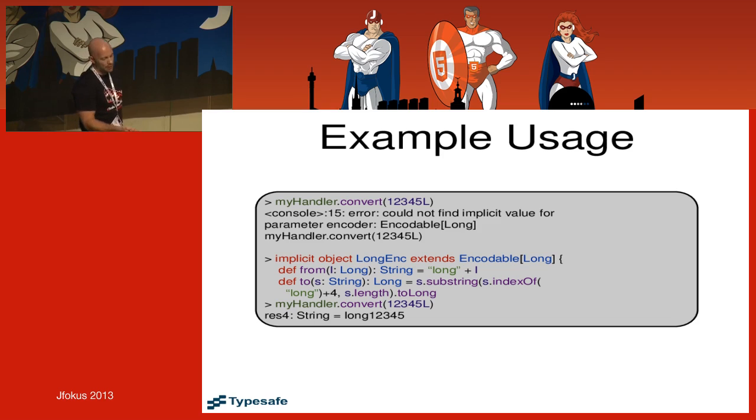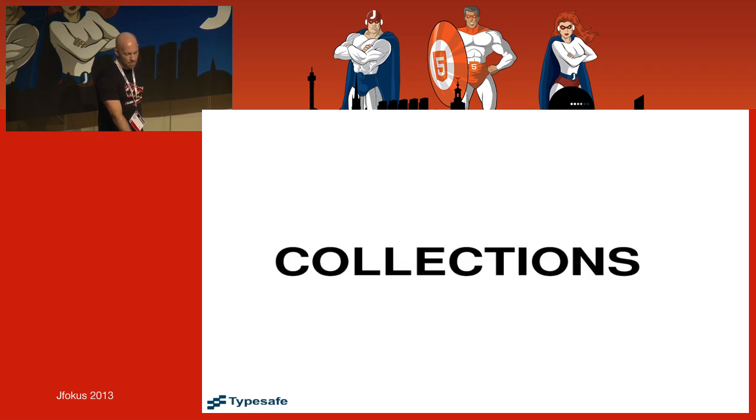So let's provide one. Okay, let's implement Encodable Long. It's got the same functionality. It's adding Long instead. And you can see when I'm doing this in this context with the implicit, now I can convert Longs as well. Okay, that was touching on the power of type traits.